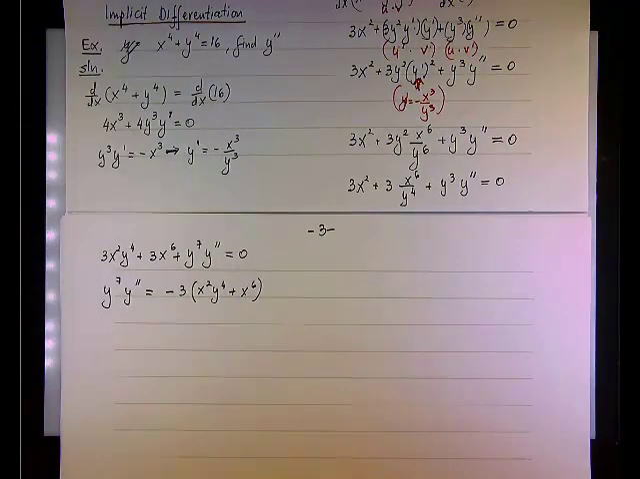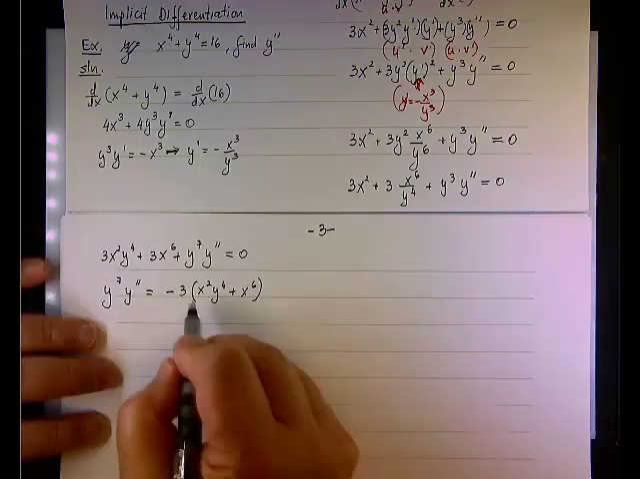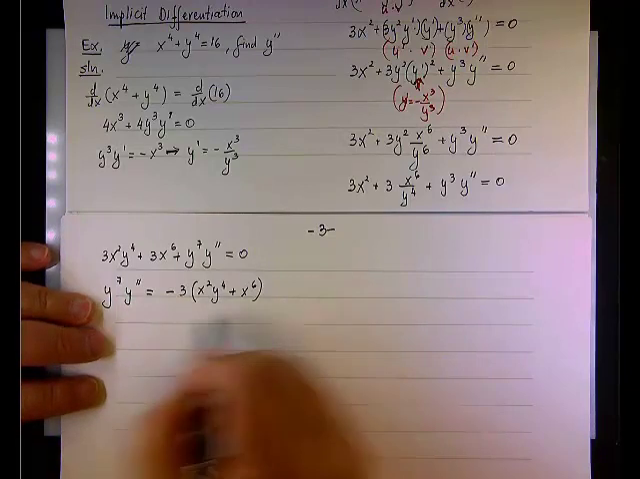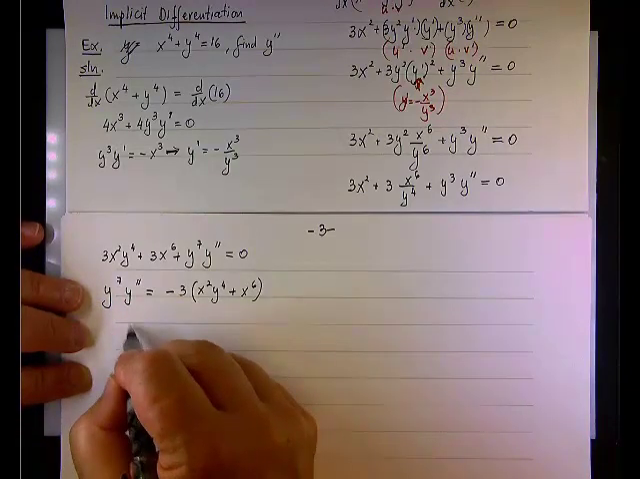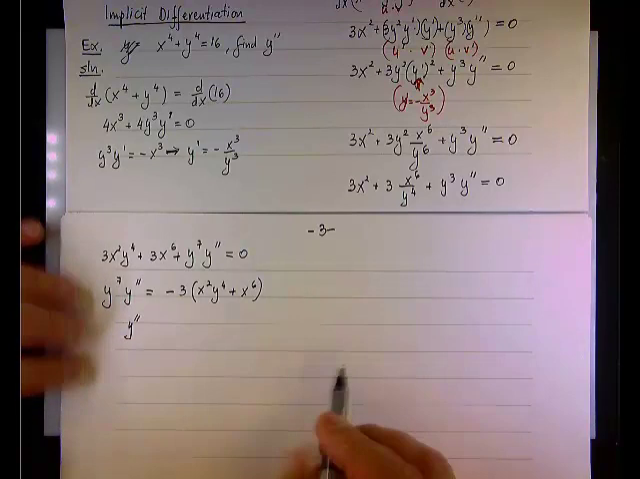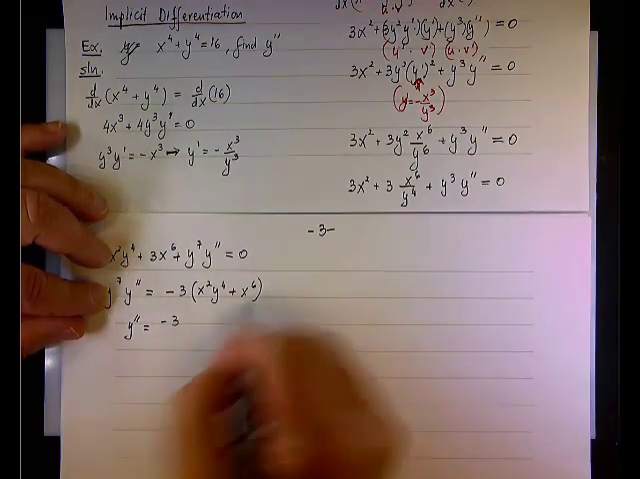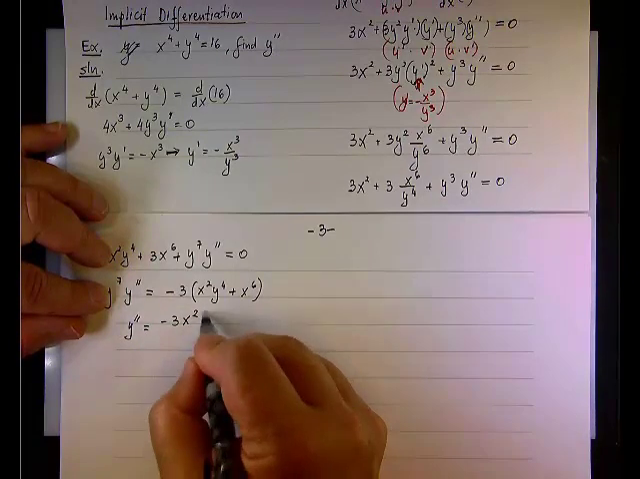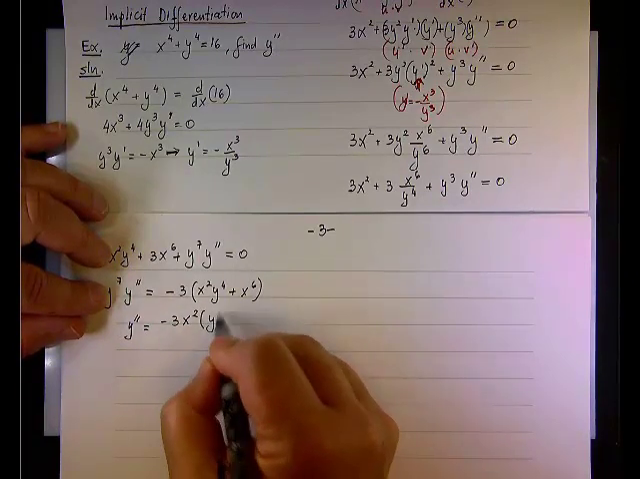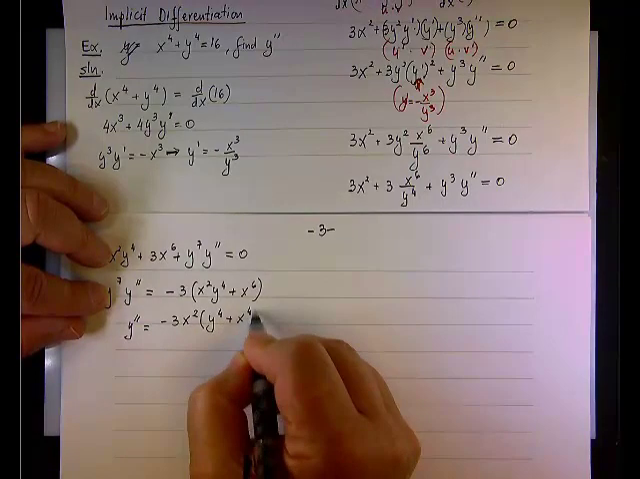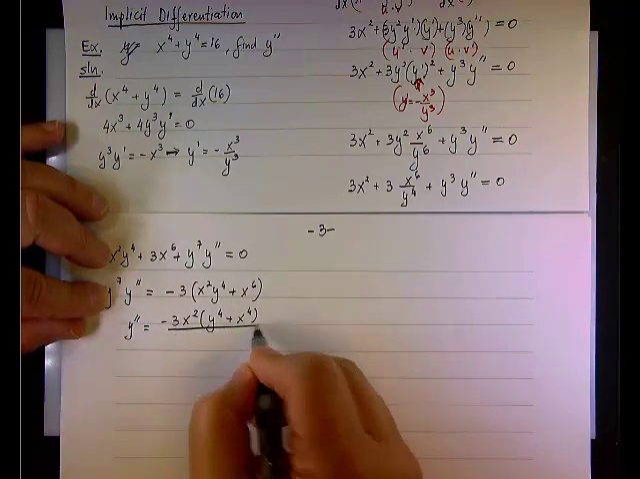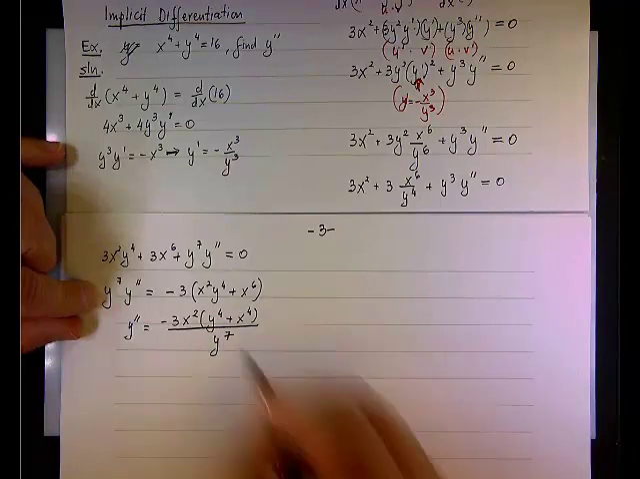We probably can factor out x squared as well. And then y double prime equals negative 3. I'll factor out x squared. There is good reason for that. If I factor out x squared, you have y to the fourth plus x to the fourth. This is the final answer.